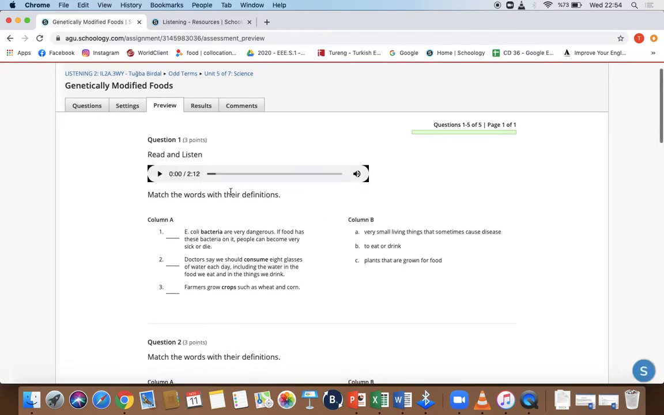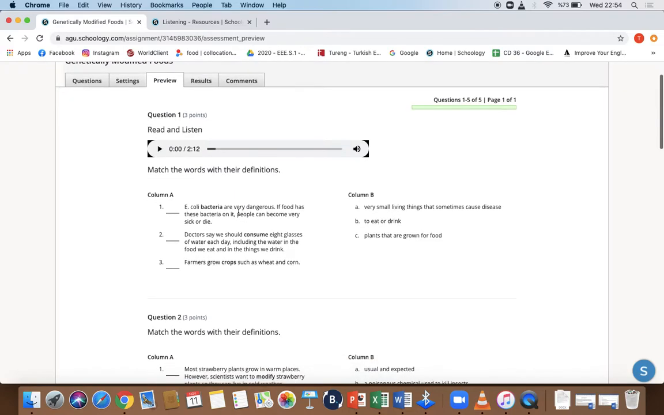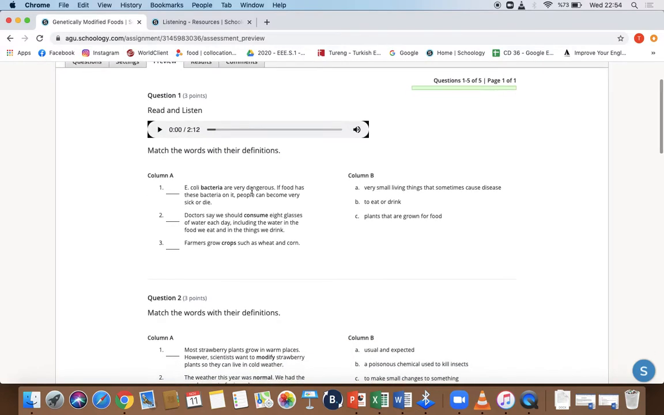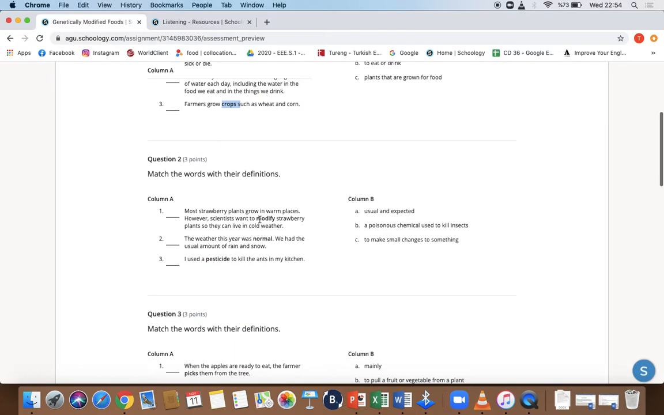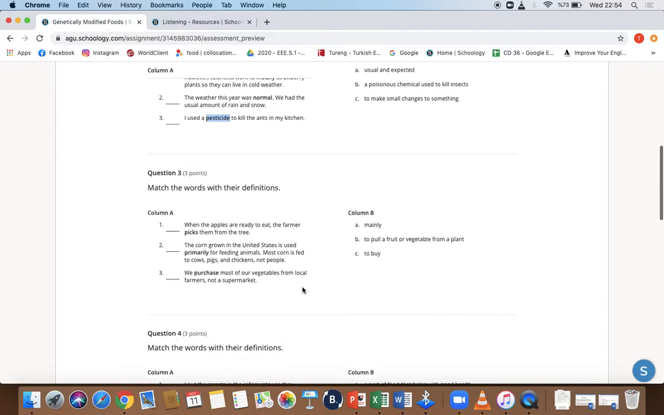As you see in the test, we have an audio. Please listen to the audio and match the words with their definitions. In the first part, we have bacteria, consume, and crops. Here we have modify, normal, and pesticide. As you see, there are definitions here. Can you please match them?